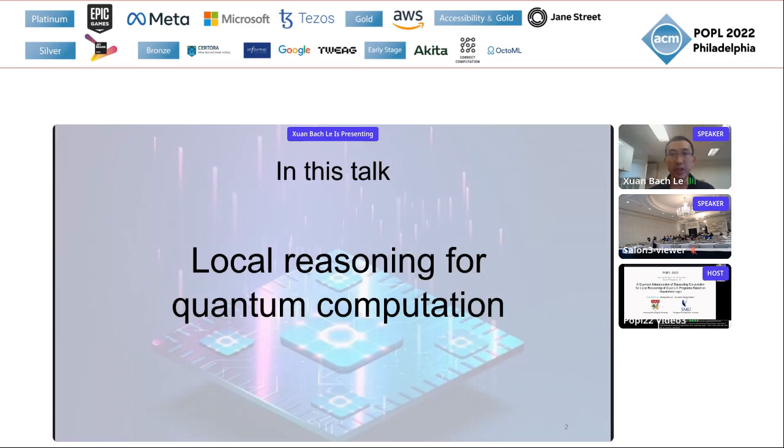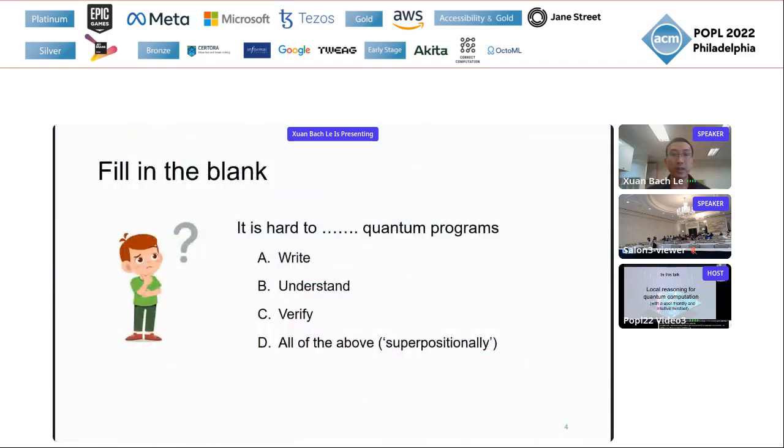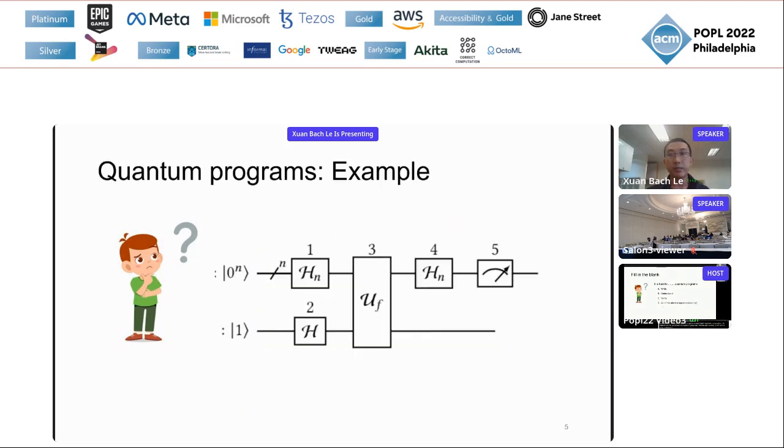In this talk, I will discuss how we can apply local reasoning for quantum computations. Furthermore, we aim to make the reasoning more user-friendly and intuitive. It's well known that quantum programs are very difficult to write, understand, and verify. And here is what a typical quantum program would look like at the circuit level.